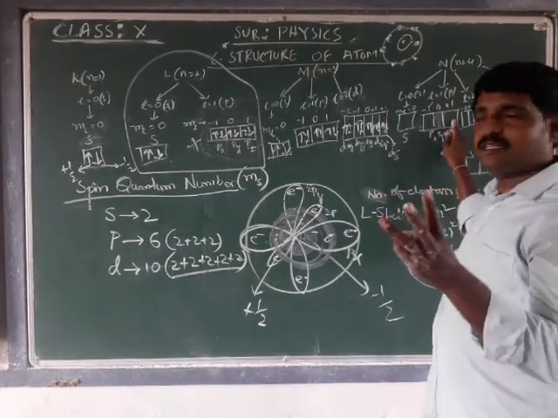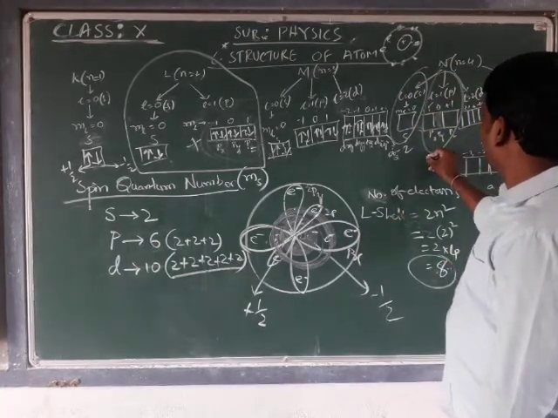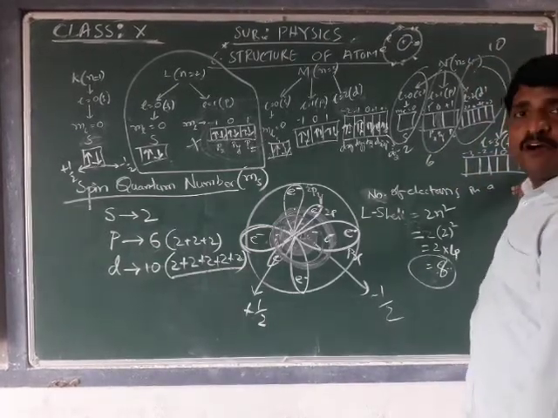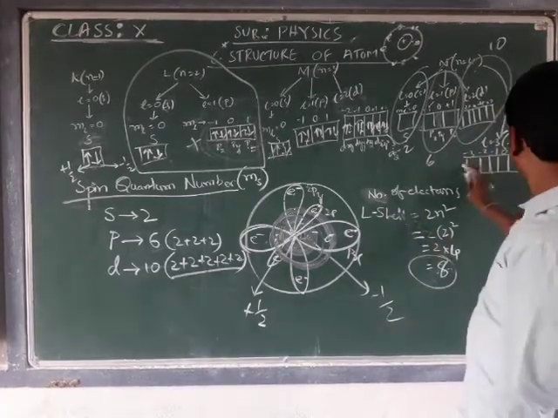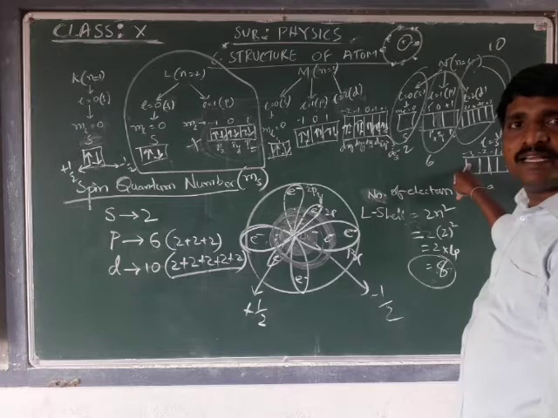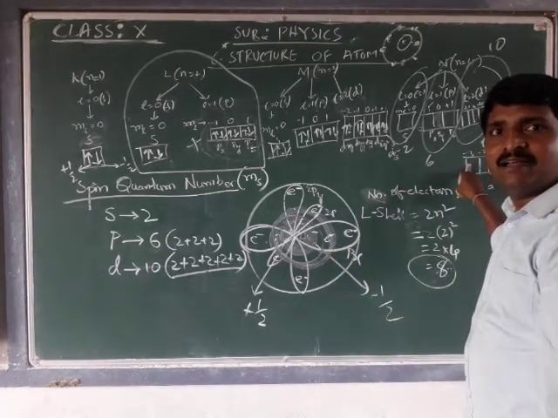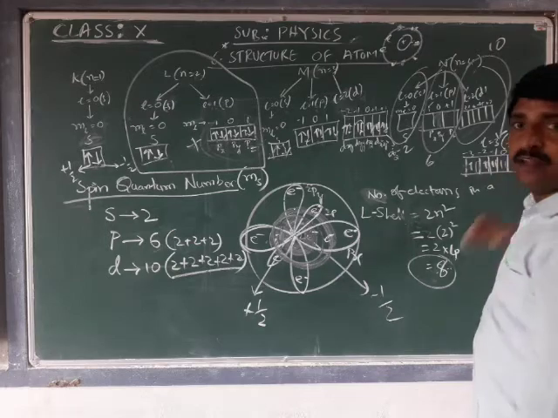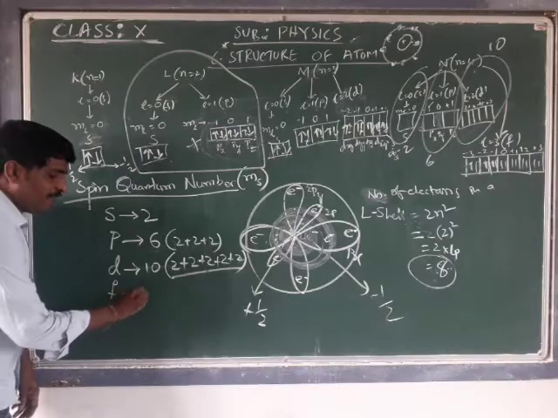So here also, s has only one orientation, 2 electrons. P has 3 orientations, 6 electrons. D has a total of 10 electrons. Here, in how many ways is f oriented? Minus 3 to plus 3, 7. And each orientation contains 2 electrons. So 7 into 2, 14 electrons can be handled: 1, 2, 3, 4, 5, 6, 7, 8, 9, 10, 11, 12, 13, 14. F can handle 14 electrons.